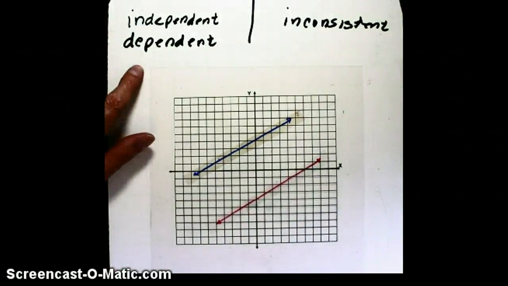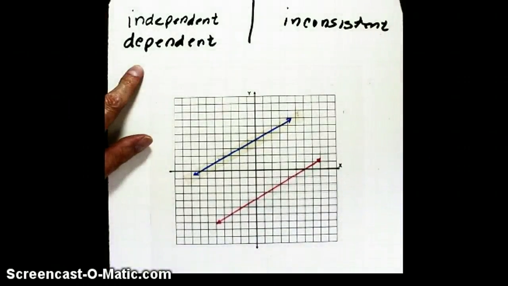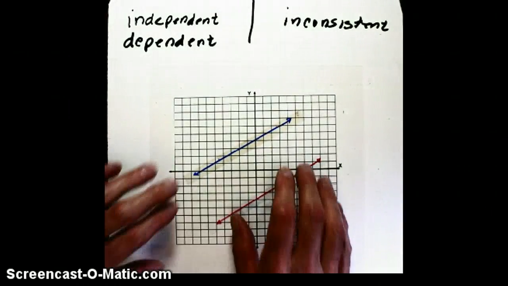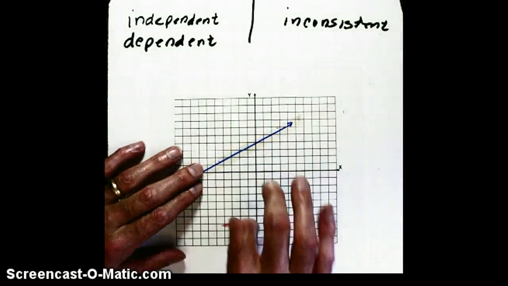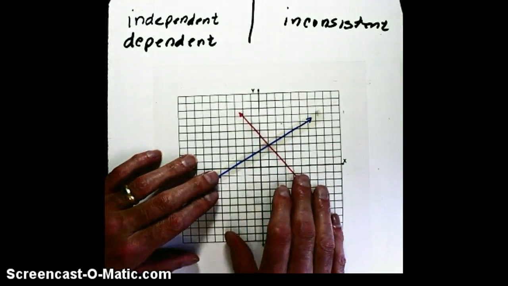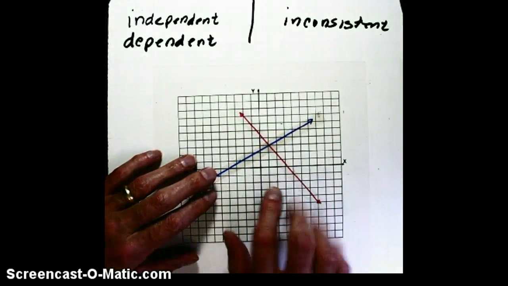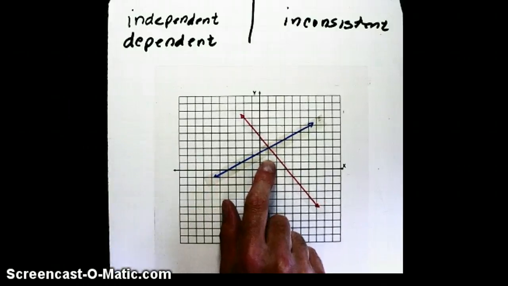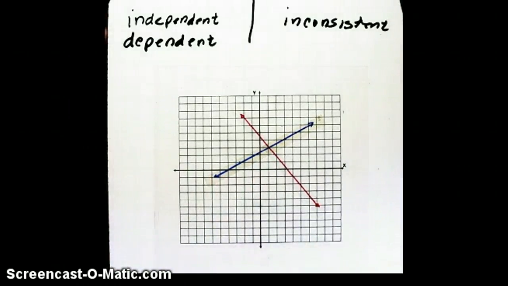Now, we're going to talk about these two. They're called consistent. In other words, they tell the truth. We know they tell the truth, either one-time truth or all the truth. So here we go right here. These two lines cross right here. They cross one time. That is called an independent solution.